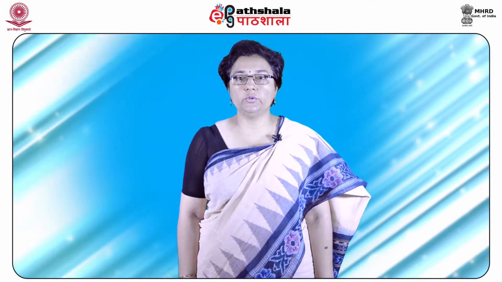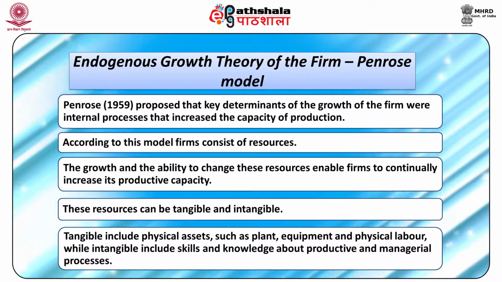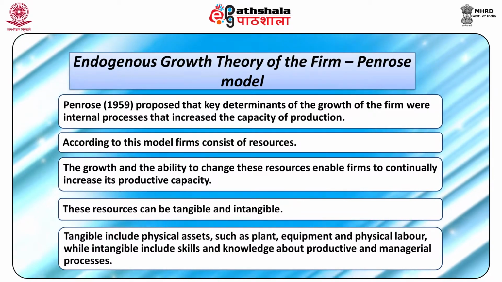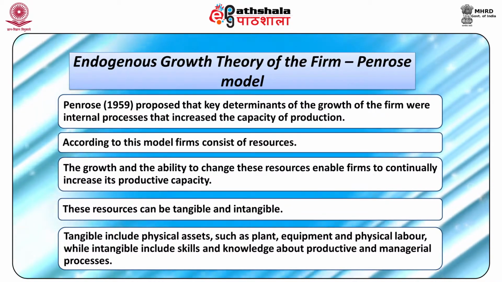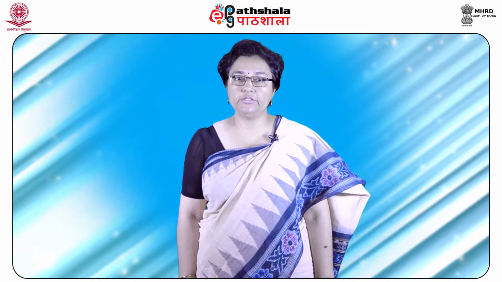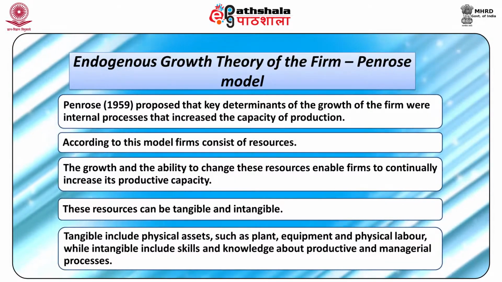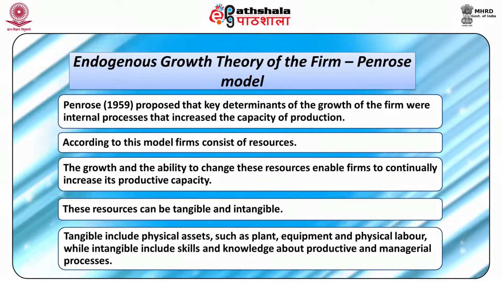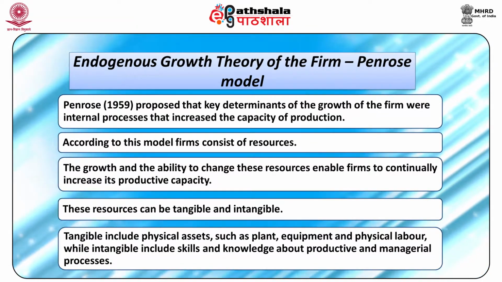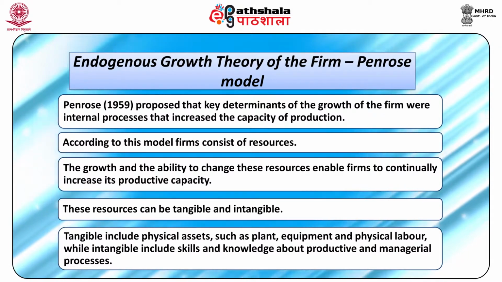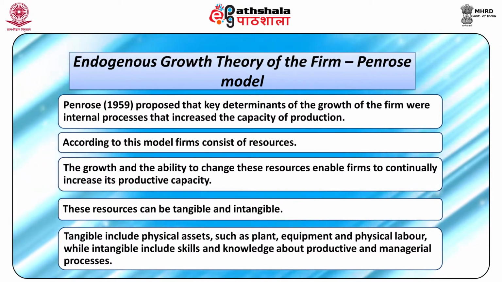The endogenous growth theory of the firm, Penrose model. Penrose in 1959 proposed that key determinants of the growth of the firm were internal processes that increase the capacity of production. This model emphasizes the change within the firm and hence it is known as an endogenous growth model. According to this model, firms consist of resources. The growth and the ability to change these resources enables firms to continually increase productive capacity.